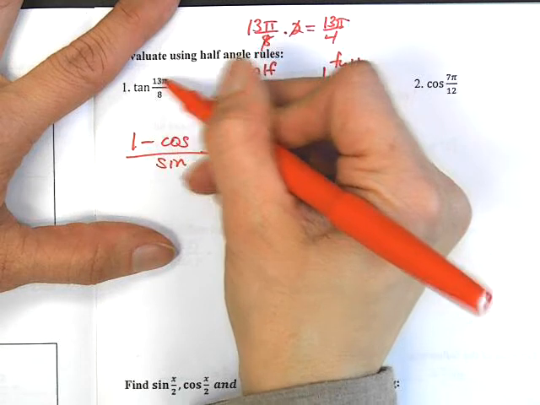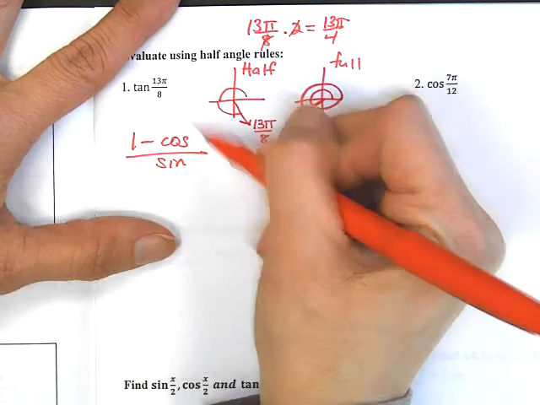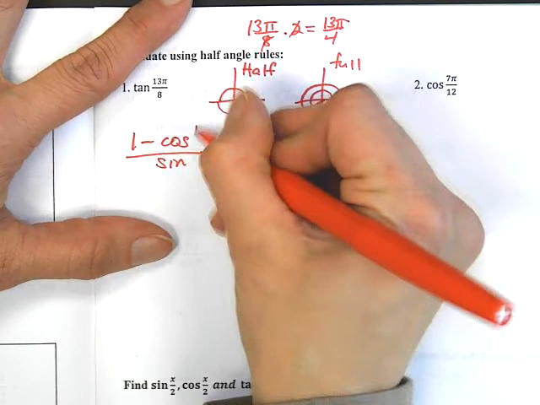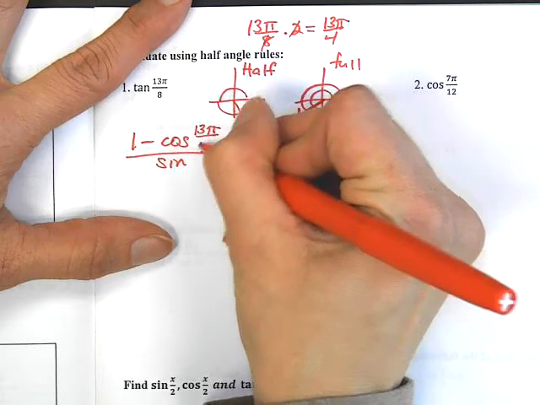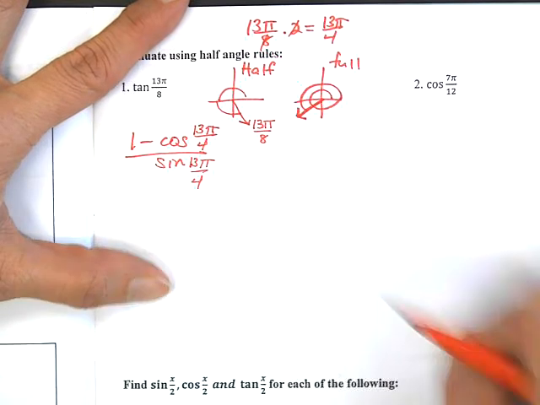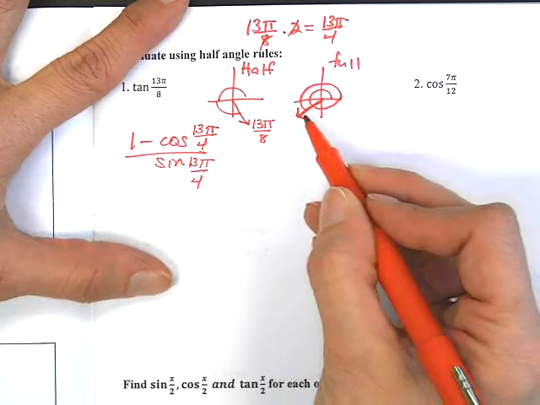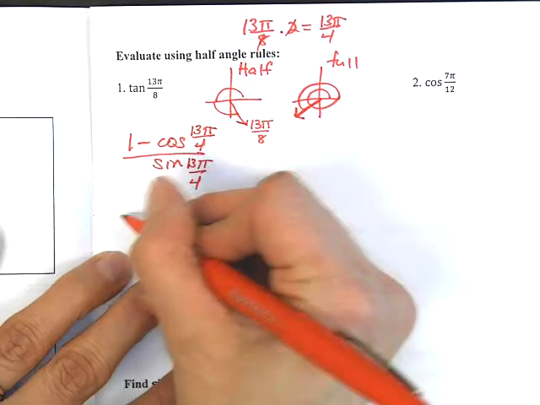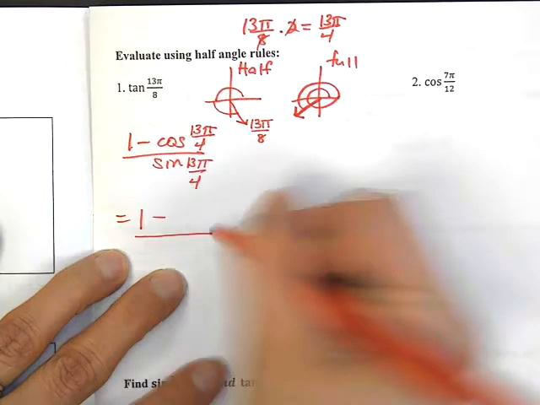Should I put this angle? No, I don't know that angle. You put the full angle right here. So you have to say 13 pi over 4. Sine of 13 pi over 4. And that should be one you know from the unit circle. Equals. Okay, now it's time to evaluate.